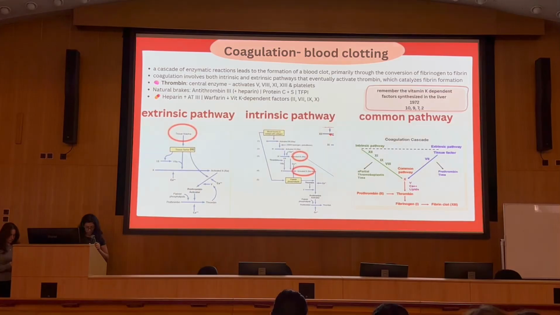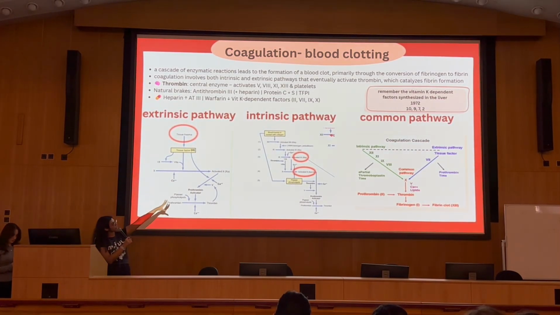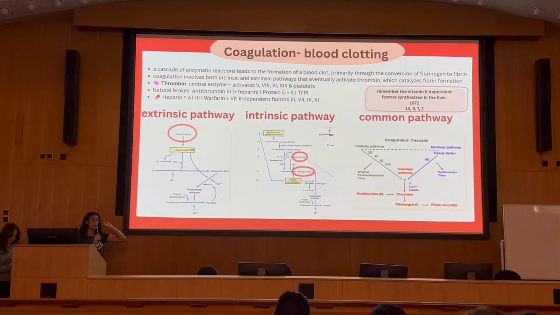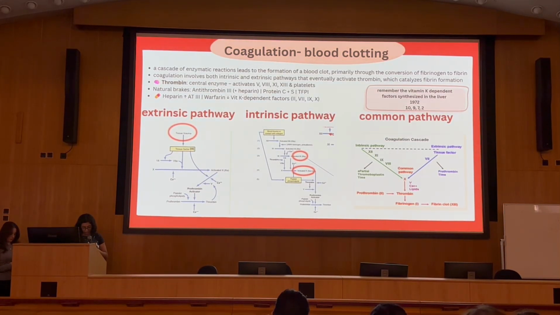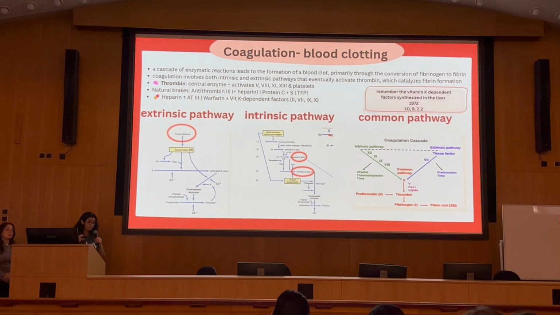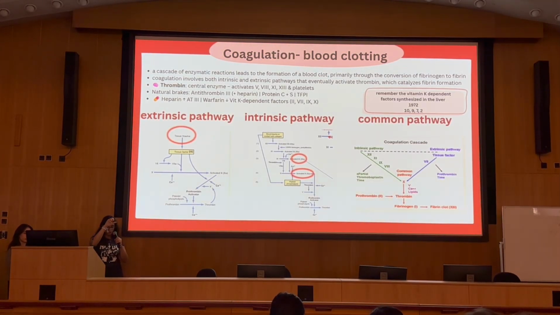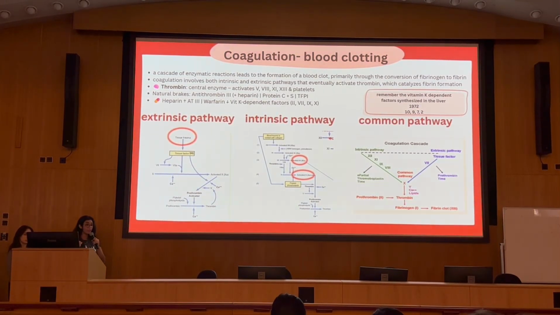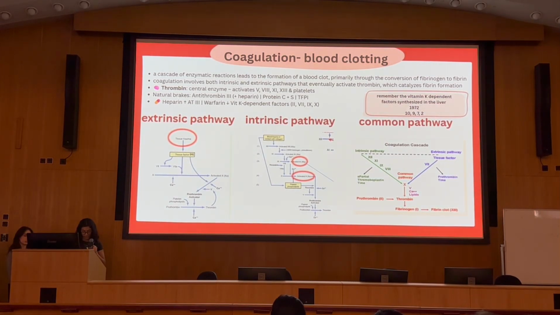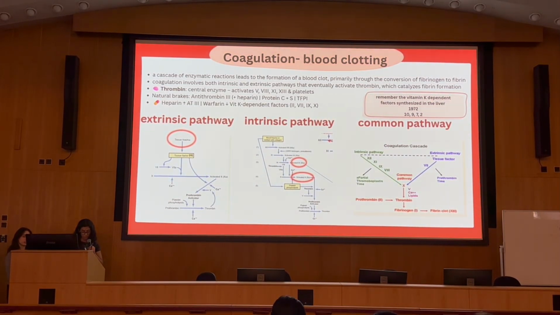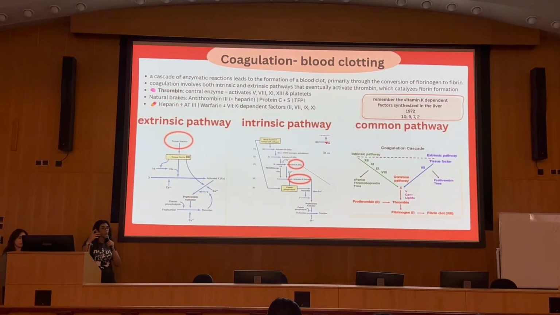So the common pathway, now both extrinsic and intrinsic together have come to form and activate factor 10. And factor 10, once it's activated, along with factor 5, calcium and phospholipids, all of them together will go and activate factor 2. Now what is factor 2? Factor 2 is basically prothrombin, and that will get activated to thrombin.